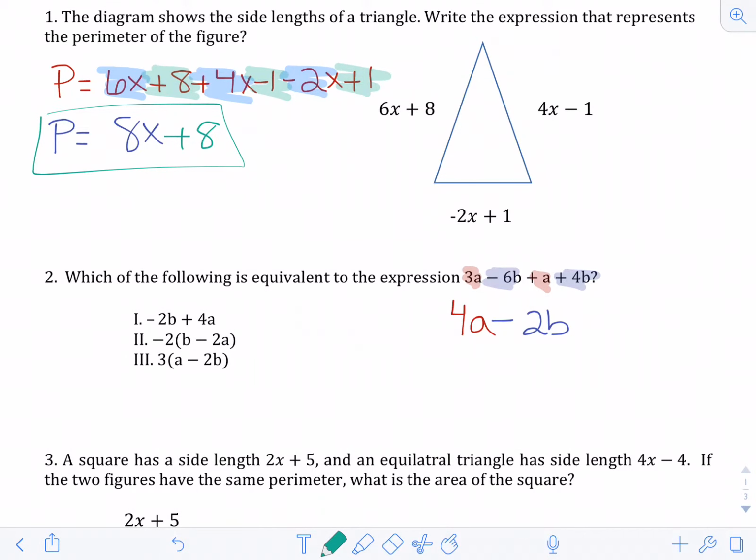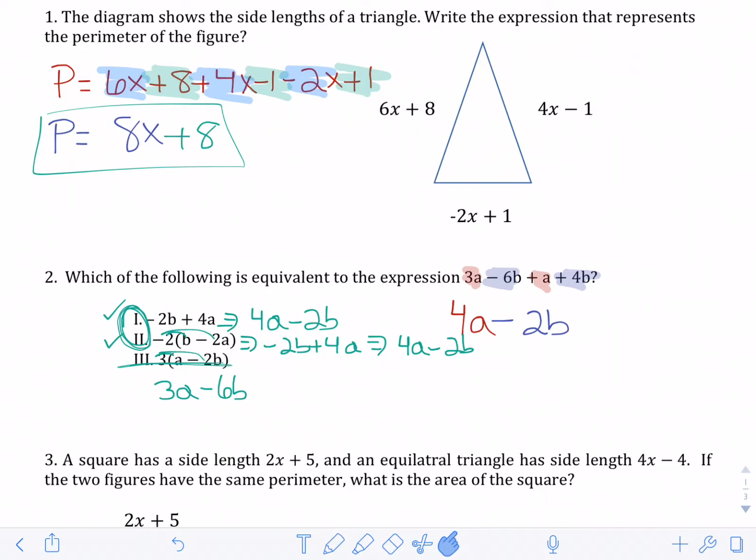Okay, so I'm going to look through my answer choices and see which one of these are equivalent. So for the first one, negative 2b plus 4a, that is the same thing as 4a minus 2b. It's the exact same thing here. So that first one works. The second one, I'm going to distribute this negative 2 here. So what I get is a negative 2b plus 4a. And again, that's the exact same thing as 4a minus 2b. So that works. And this last one here, when you distribute this 3, you get 3a minus 6b, and that does not match up, so the third one is wrong. 1 and 2 would be the correct answers.